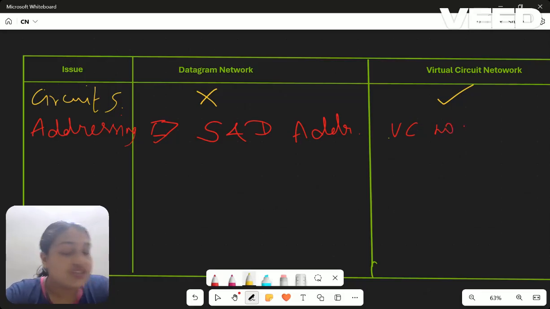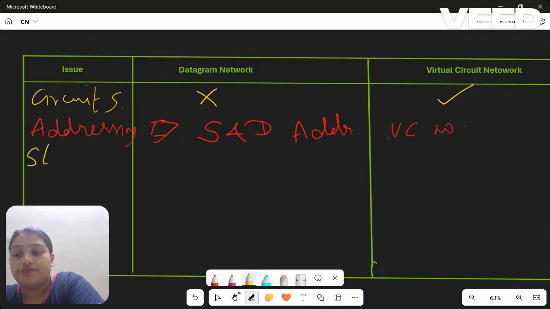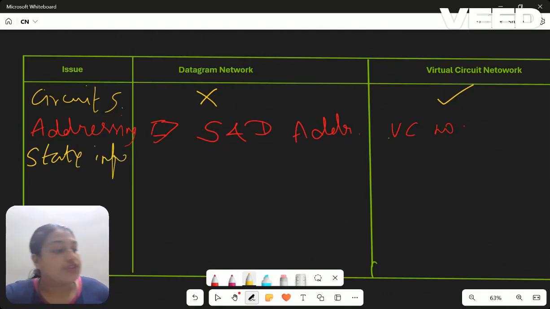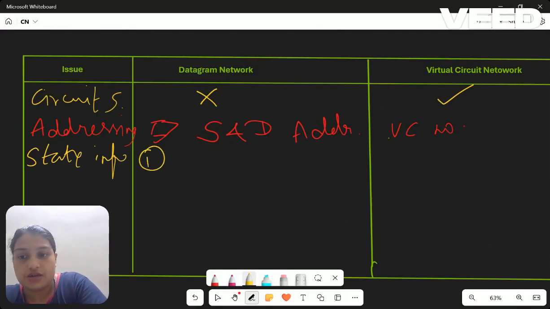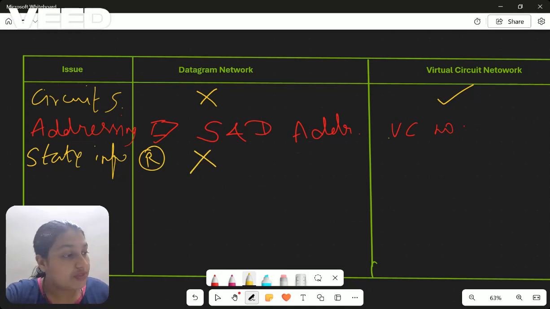Now the third issue is state information. State information is about routers. The routers will not hold any state information about connections in datagram network. But in virtual circuit network, the VC requires router table space per connection. It does need the state information.